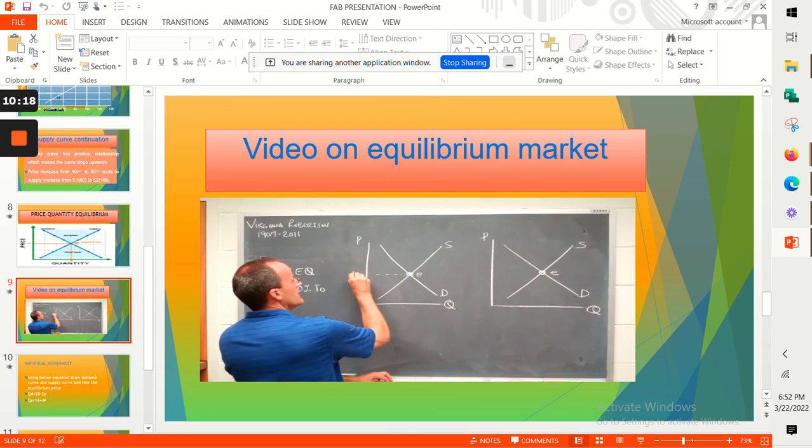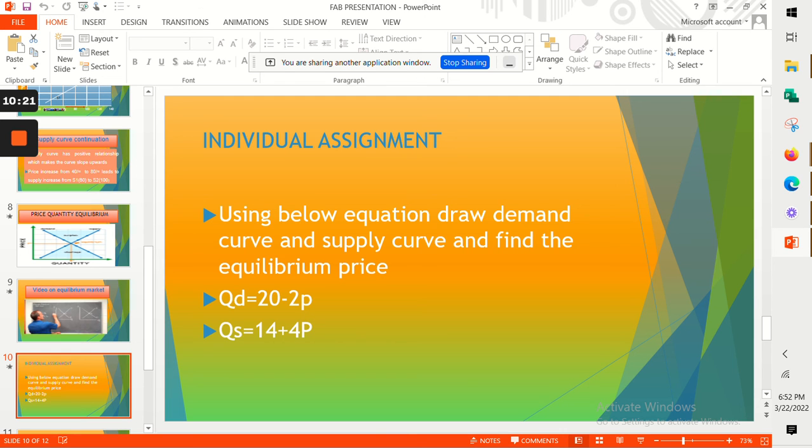And now we have the assignment here. Using the equations, draw a demand curve and a supply curve and find the equilibrium price. The first equation is for demand and the second equation is for supply. Draw those two equations and find the intersection of the two of them, so that you can identify the equilibrium price and the equilibrium quantity. This is the assignment I'll collect in our next class, a week from today.